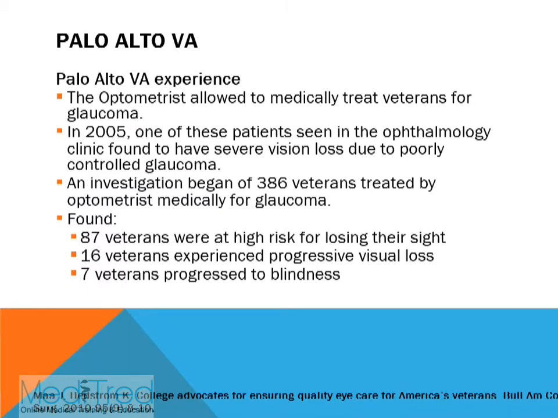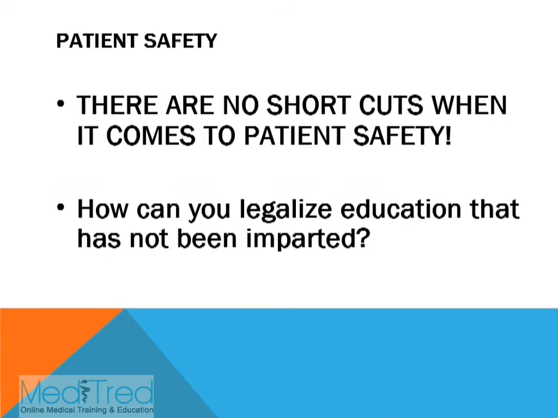Following this, an investigation was launched, and the Veterans Administration found 87 veterans lost some or all of their sight because of poor management by the optometrist. So as of today, optometry doctors cannot treat patients independently in the veterans healthcare system. The largest healthcare system in the country, administered by the federal government, the VA, does not allow the optometrists to even see these patients independently. They are allowed to see these patients only under the supervision of an ophthalmologist.